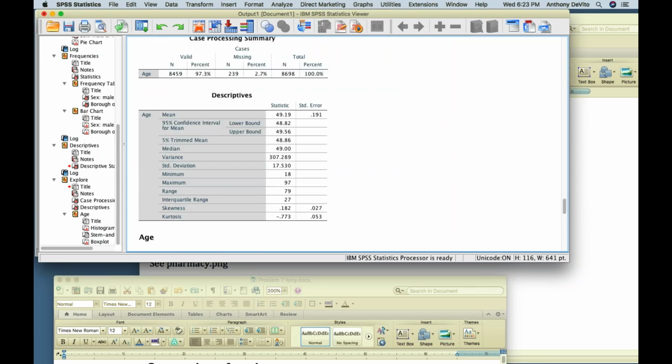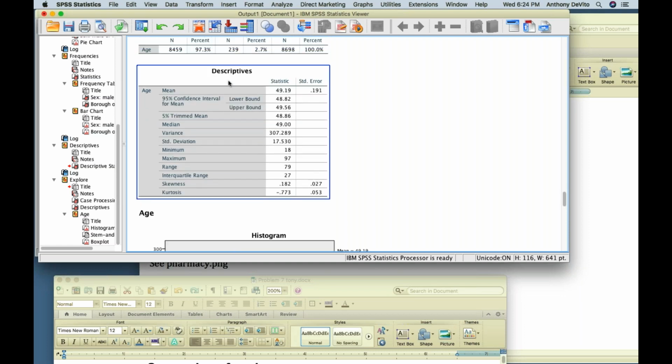Okay, and what did I get? I got a little summary of how many cases there were here and if there were missing cases here. And there were missing cases here. 239 people, or 2.7% of the population, did not give us their ages, right? So it was a little bit smaller sample than we had before. Still a gigantic sample. Okay, so what's the average age? 49.19. Same thing we got when we did it the simpler way, the descriptives.